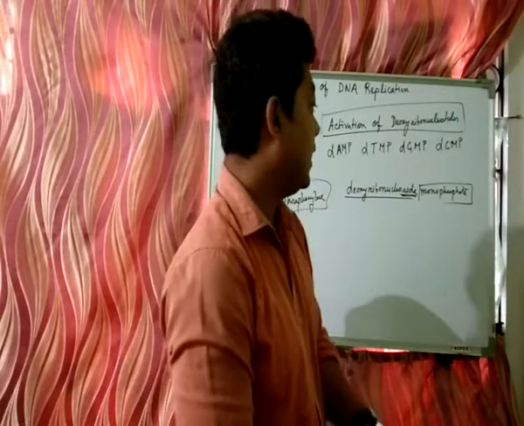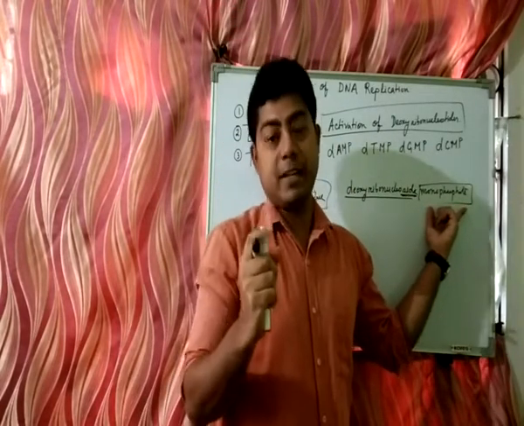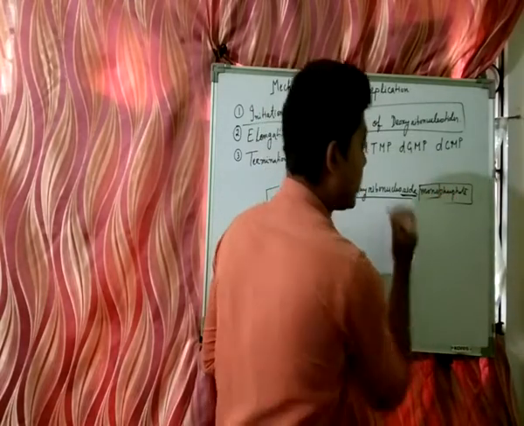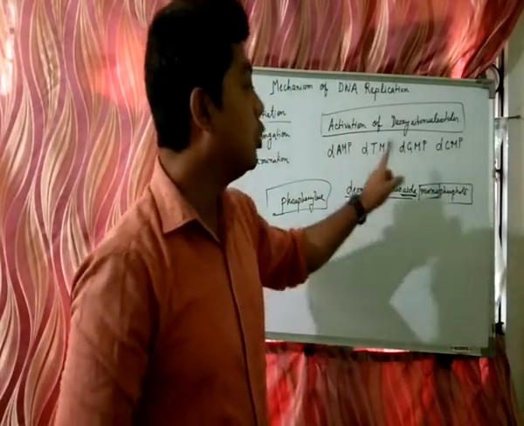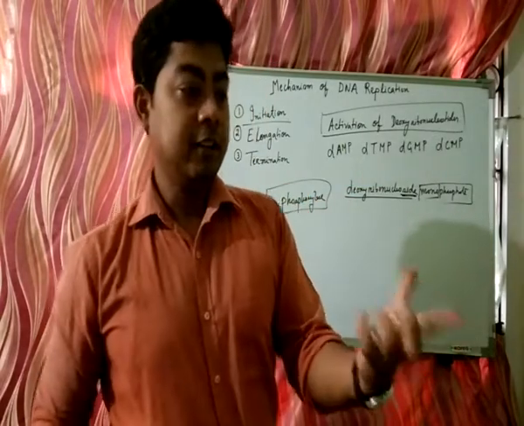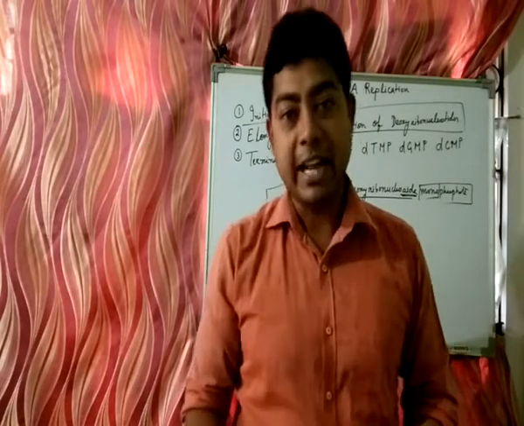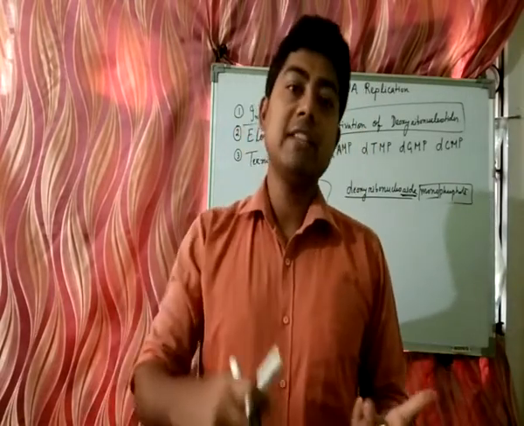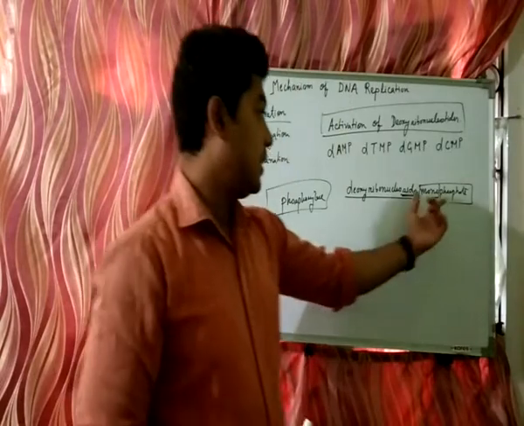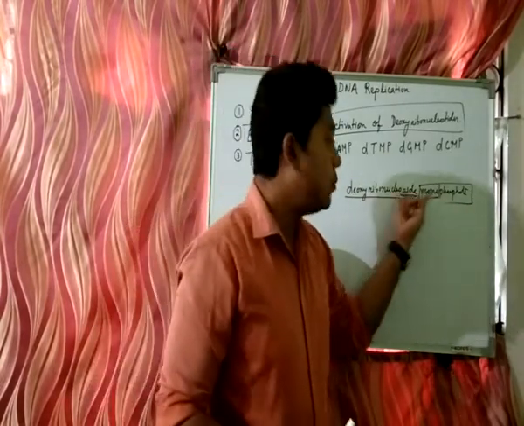Why? Because here separately I write about the phosphate. How many phosphates? A single phosphate. That's why it is monophosphate. Don't write deoxyribonucleotide monophosphate. That will be wrong. Because when a nucleoside contains phosphate, as a whole it is called a nucleotide. Without phosphate it is called a nucleoside. As I am writing the phosphate separately, that's why it is written deoxyribonucleoside monophosphate.